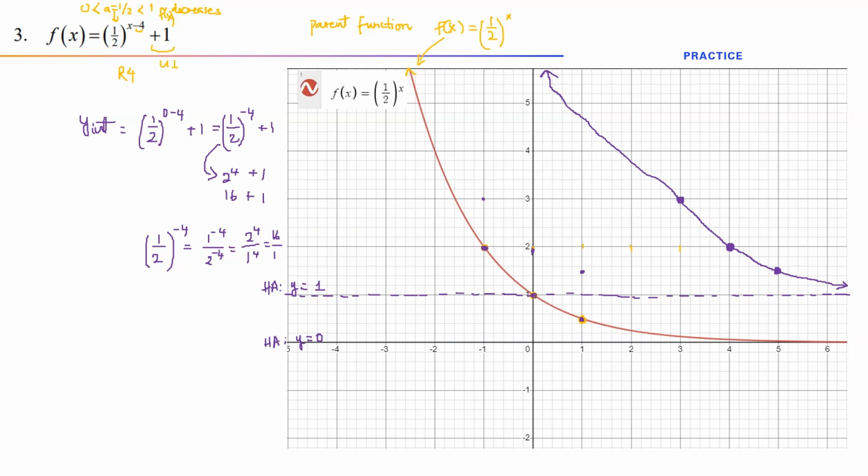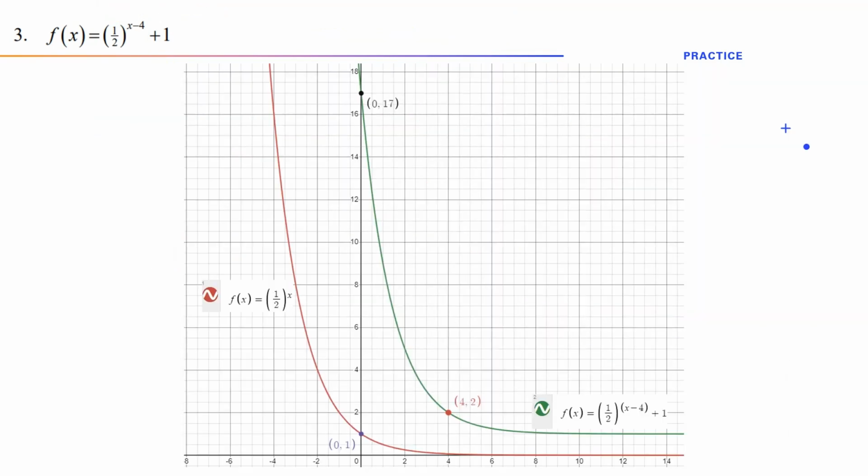So how it looks here. We move up 1 unit, four units to the right. And the y-intercept is 17. 16 plus 1 is 17.